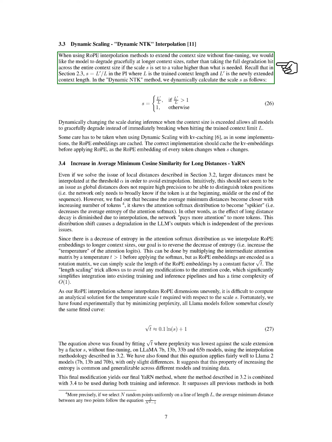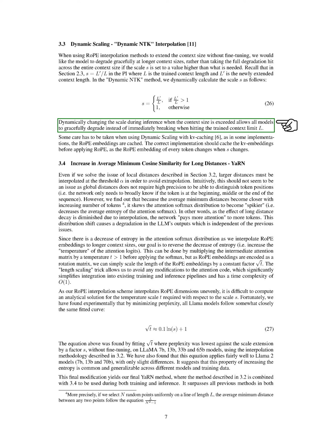Remember that in the PI, the scale s is the ratio of the new extended context length to the trained context length. In the dynamic NTK method, we adjust the scale s dynamically. If the ratio of the new context length to the trained context length is greater than 1, we set s to this ratio. Otherwise, we set s to 1. This dynamic adjustment of the scale allows all models to handle longer context sizes more gracefully. However, we need to be careful when using dynamic scaling with KV caching, as the RoPE embeddings are often cached in some implementations. The correct approach is to cache the KV embeddings before applying RoPE, as the RoPE embedding of each token changes when s changes.